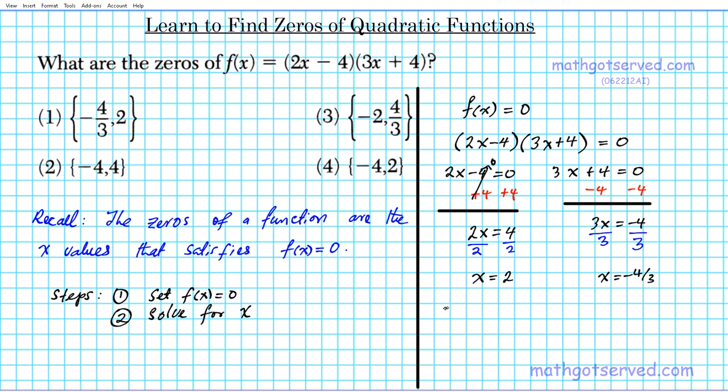Alright, so the zeros of the function f of x are, we'll put it in ascending order, negative 4 over 3 and 2. The answer to this question is option number 1.